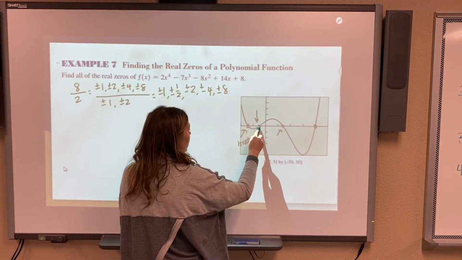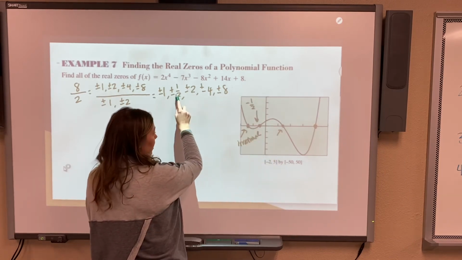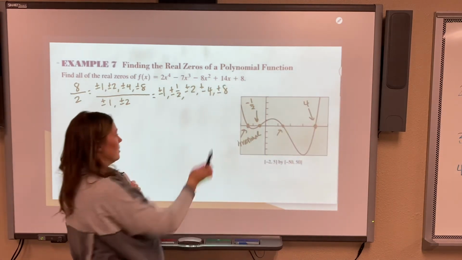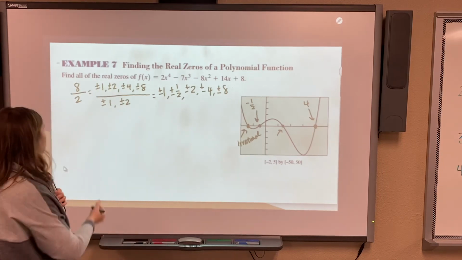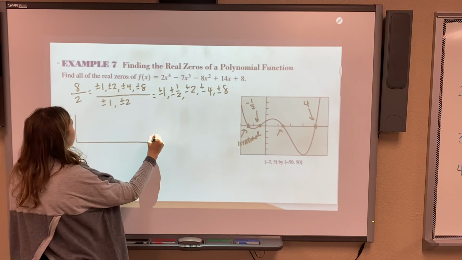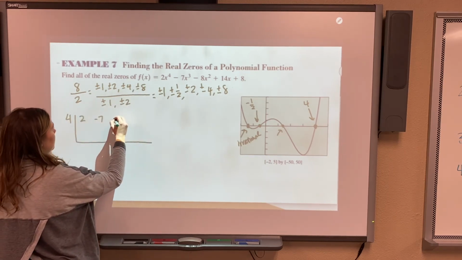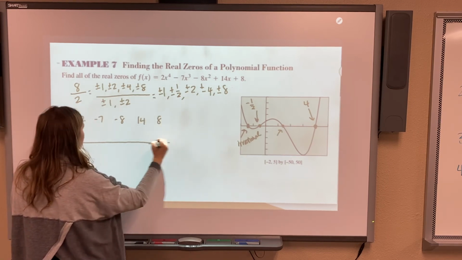Okay, so we can go ahead and know that this zero is -1/2 because of that fraction. We know this zero is 4. Okay, so we kind of don't really need those anymore. So we know that these two are going to be irrational zeros. So let's start at 4, because that's a whole number and that's beautiful. So let's start with, we have a 2, we have a -7, -8, we have a 14, and we have an 8. So let's just simplify this.